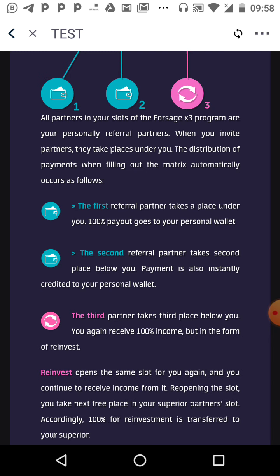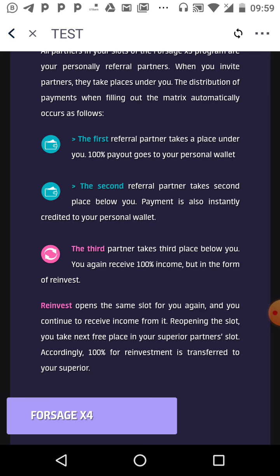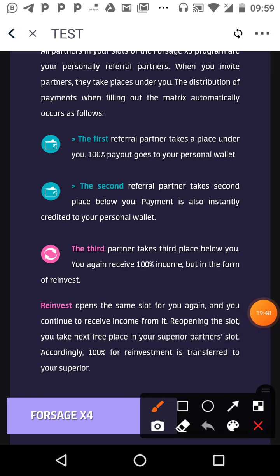Listen. The first referral partner takes a place under you. 100% payout goes to your personal wallet. Okay, 100%, not 99, not even 50. So what they're trying to say is that the first payment goes to your own account.